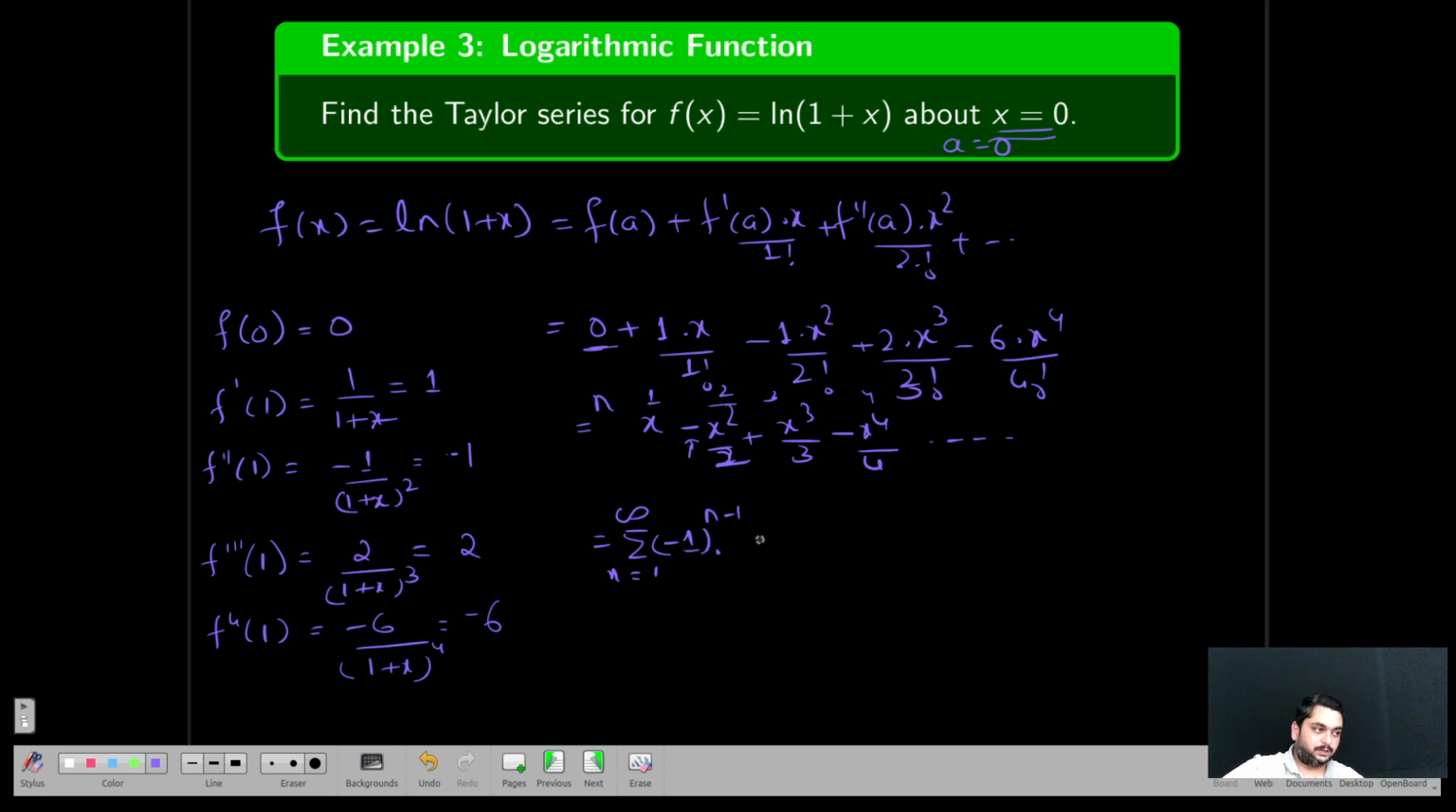If you observe the denominator, how they are varying, the denominator is just n only, no? This is x by 1, x square by 2, 3, 4, the n value only. So n equal to 1, 2, 3, 4. Then x is also the same: x power 1, x power 2, x power 3, x power 4. So it is also x power n. This is the Taylor series for your logarithmic function ln of 1 plus x.